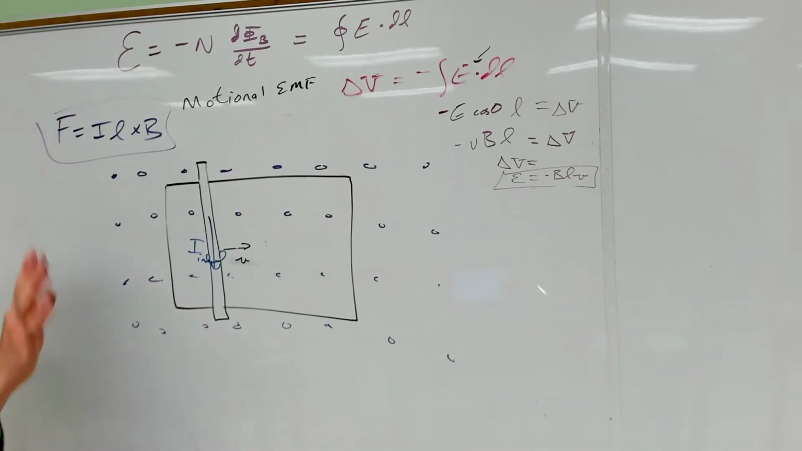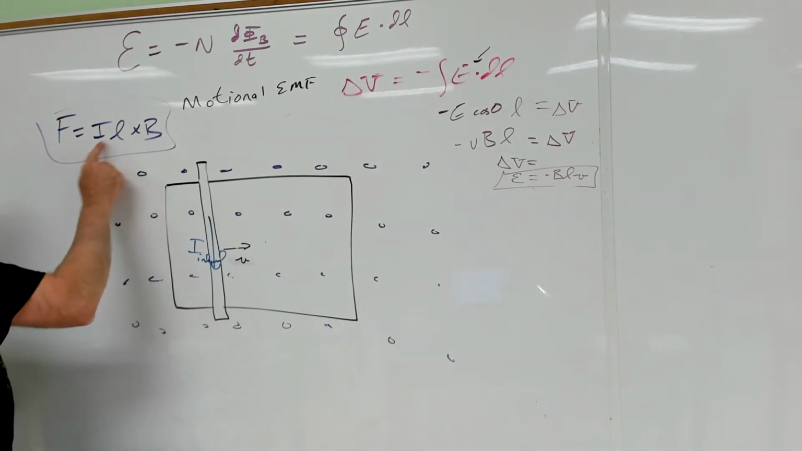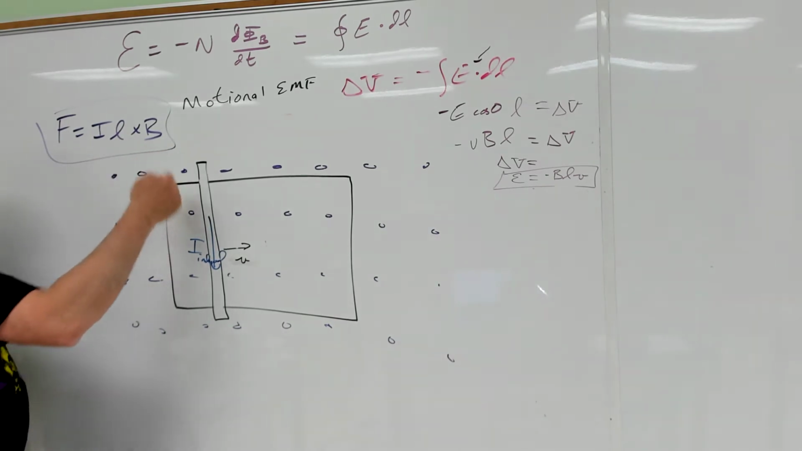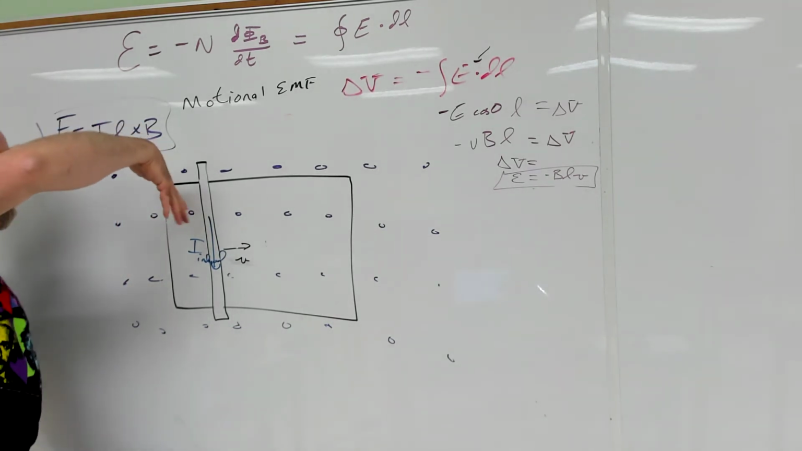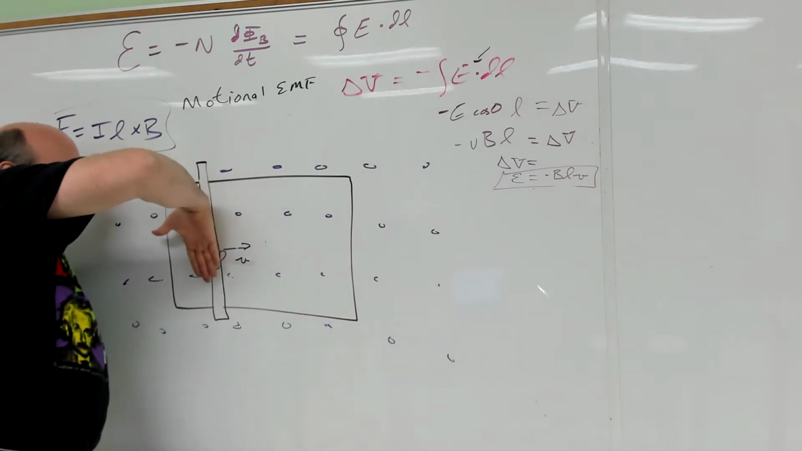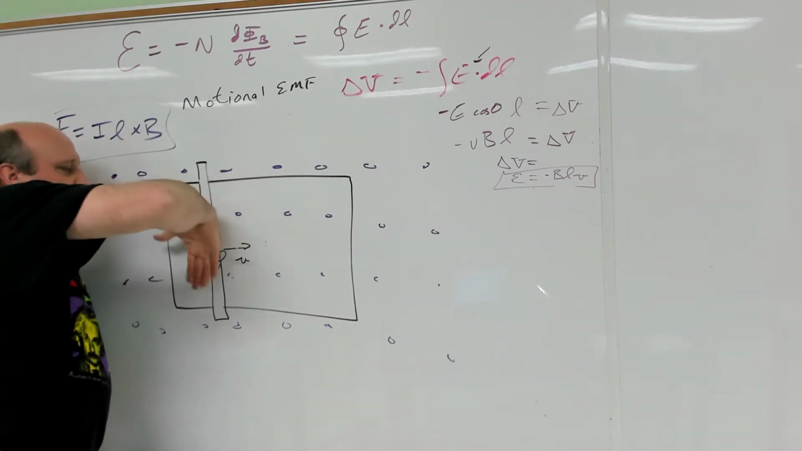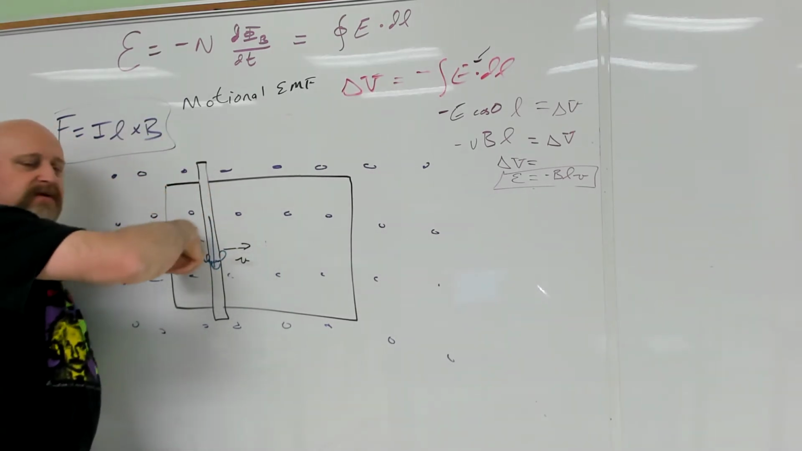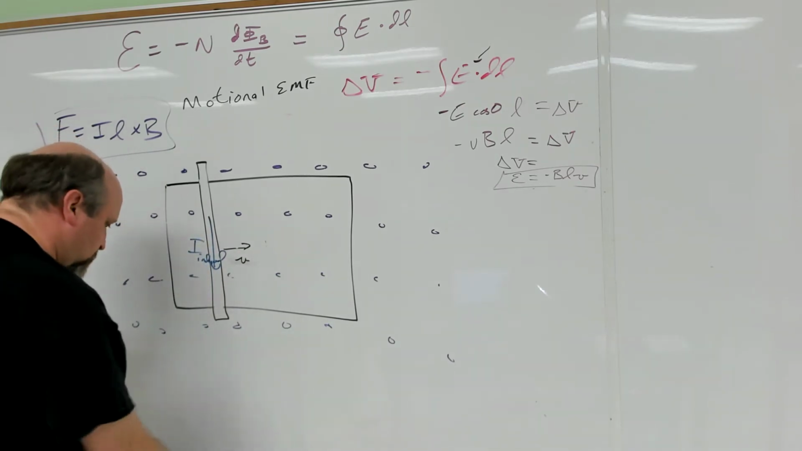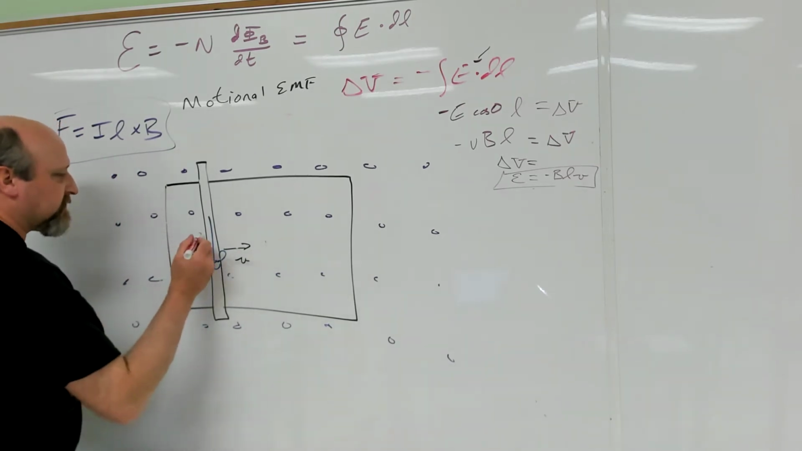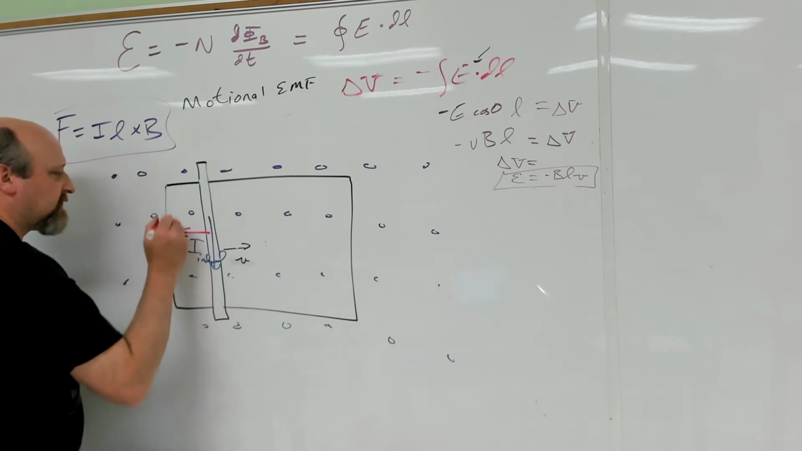Here we go. Let's do our right-hand rule. I'm going to go IL, that's along the current, cross it with B. Here we go, current going down. I need my hand like this. When the fingers curl, they'll go out with B. IL cross B, thumb is to the left. That force from the B field will be to the left on that bar.